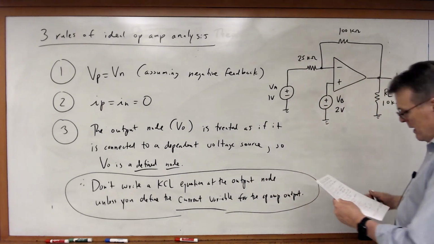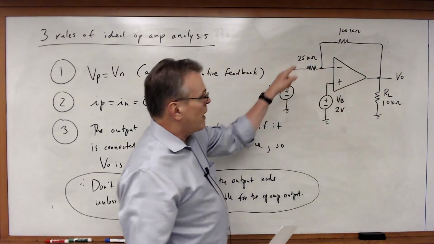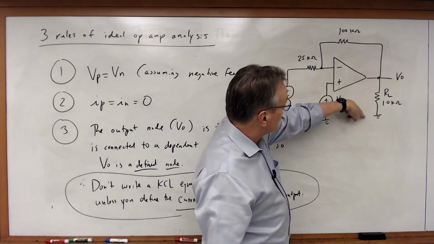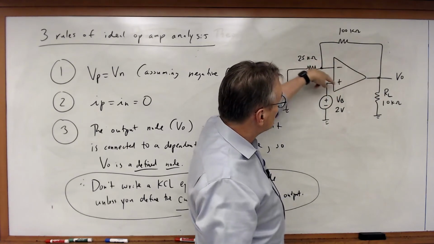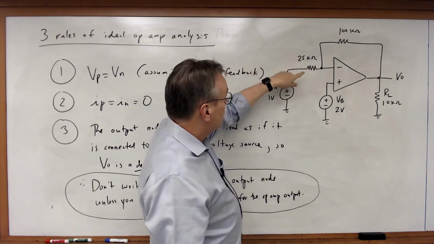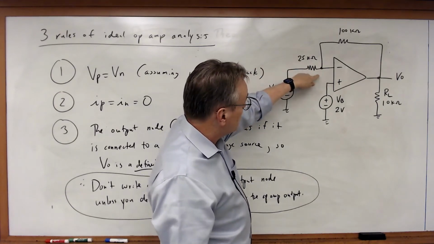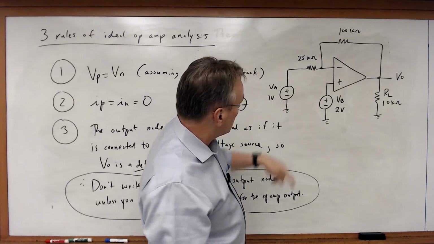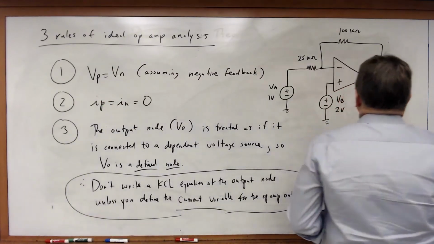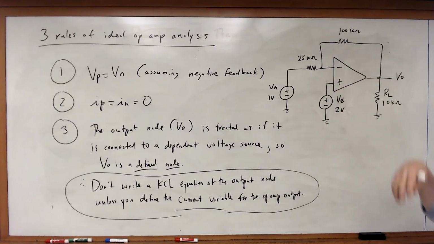Okay, so in this case, we've got ourselves an op-amp circuit. I've got R sub L connected from the output to ground. I've got these two resistors connected from the output to the inverting input, and then from this source to that input. And I've also got two input voltage sources, VA and VB. So let's go through and apply the three rules and figure out what the output voltage is. What is VO for this circuit?